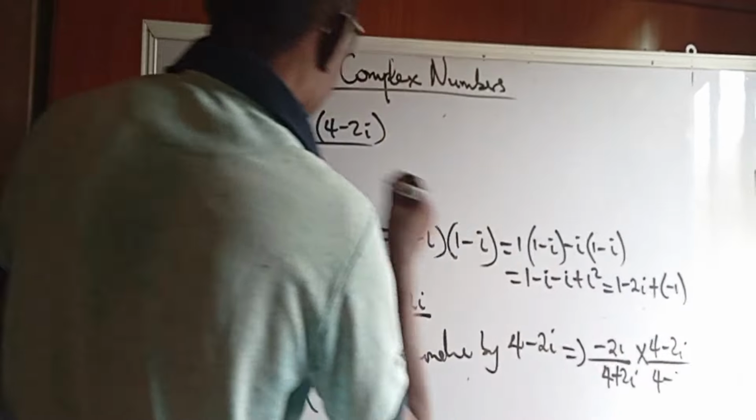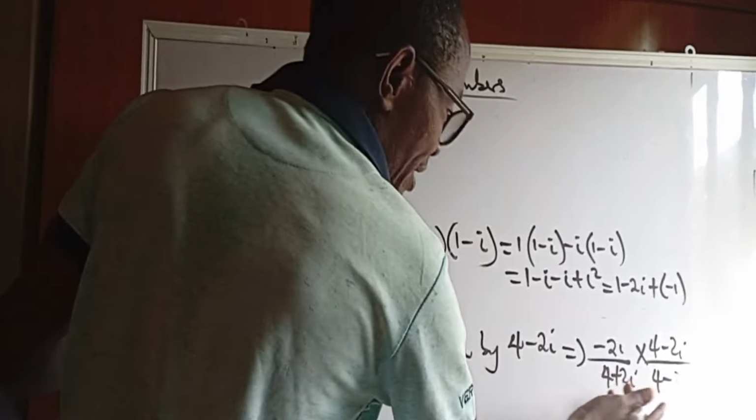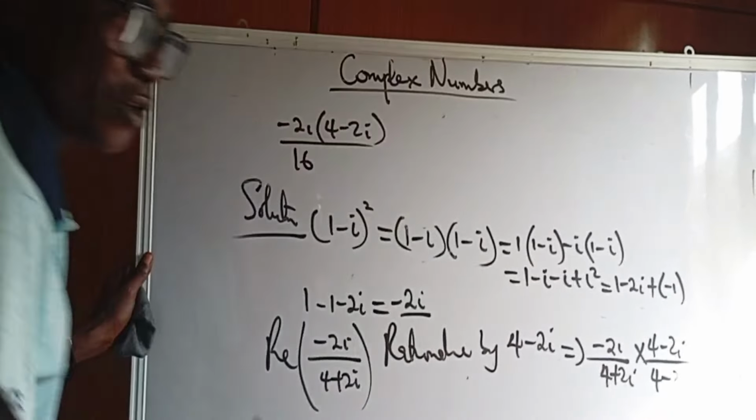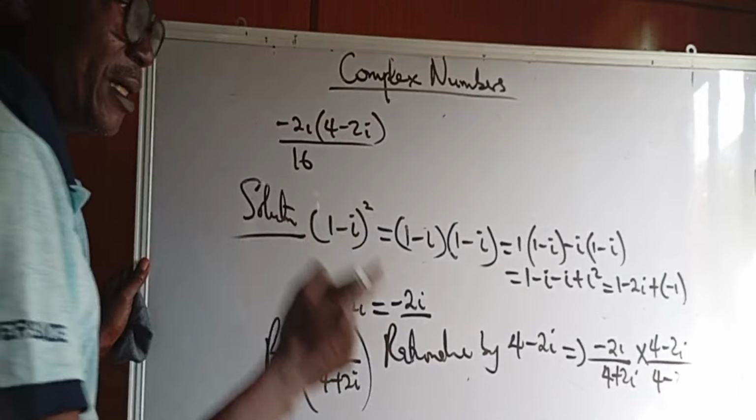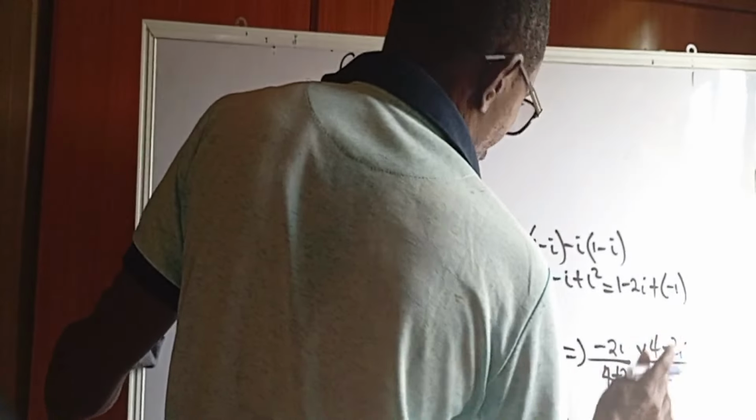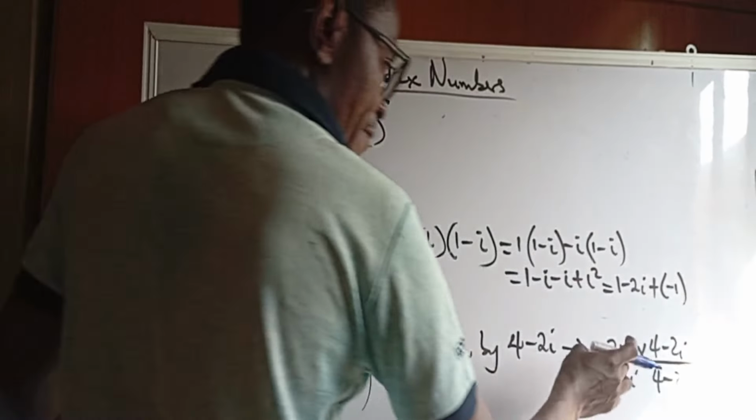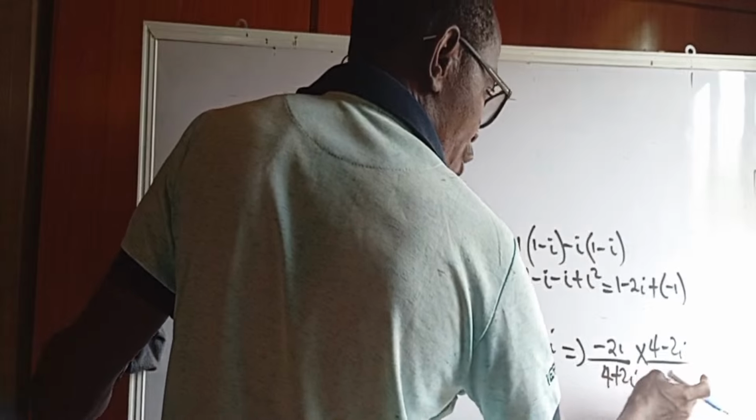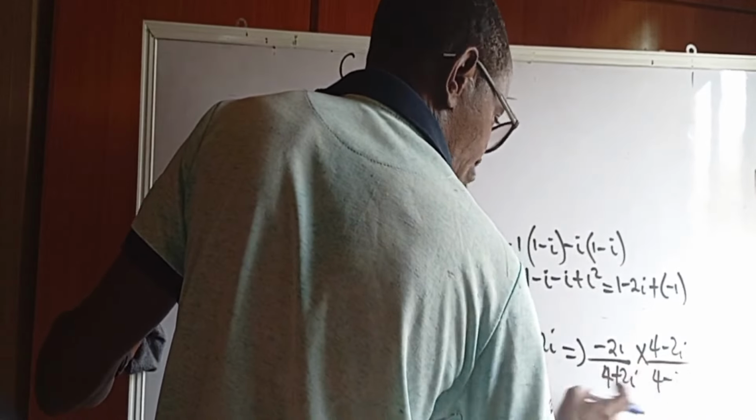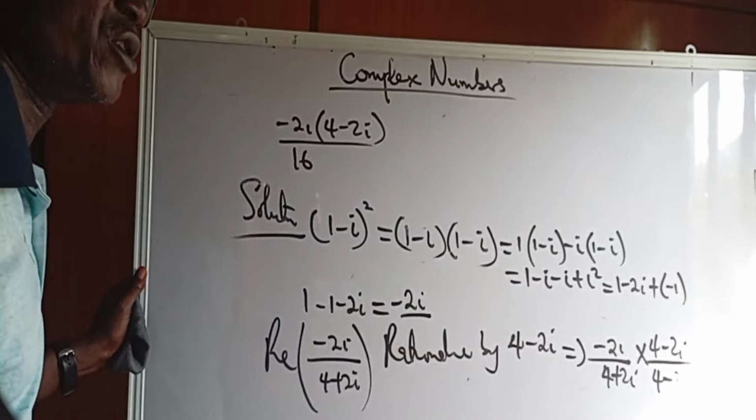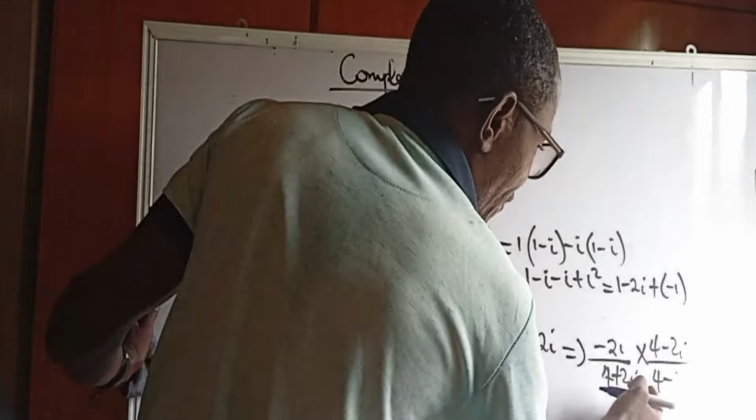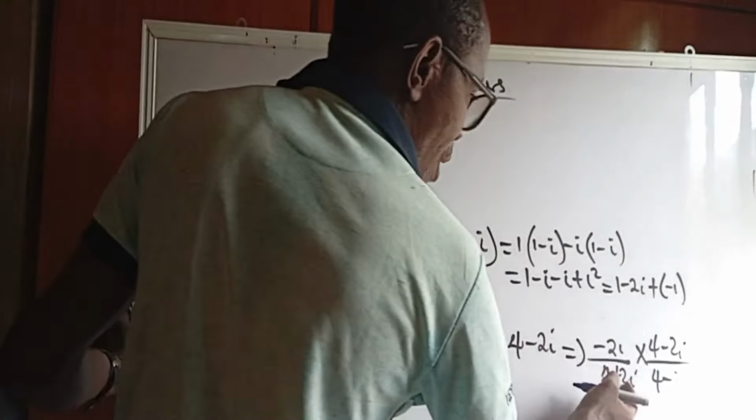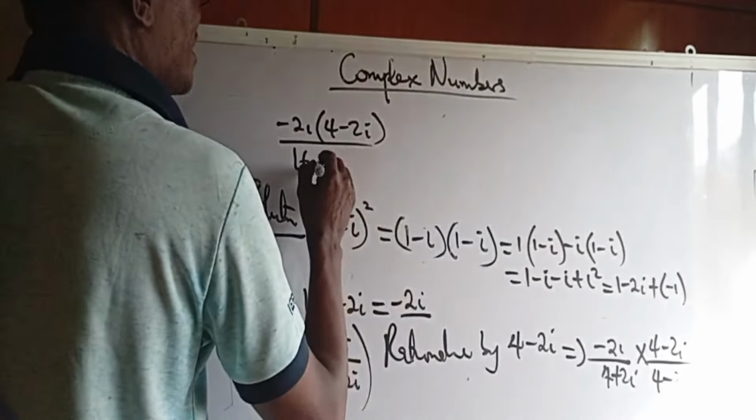4 times 4 is 16, because since they have the same value except that the signs differ, you can do it like that. But if both of them have the same sign, you can't do it like that. If it is 4 plus 2I, you cannot use that method. But since the only difference is plus and minus, you can use that method. So 4 times 4 is 16, plus 2I times minus 2I, that is minus 4.